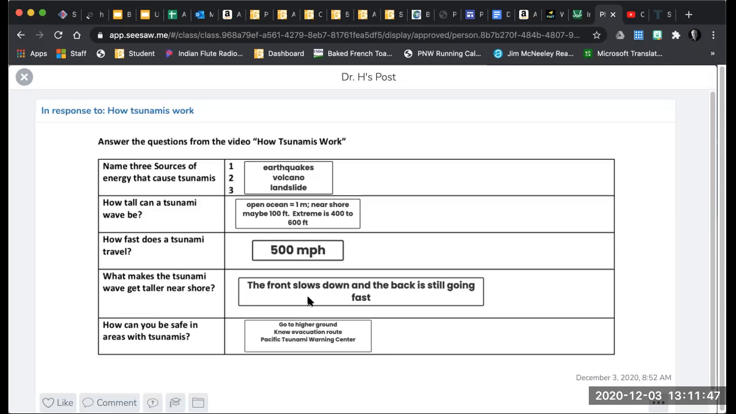So how can you be safe? If you hear a tsunami warning, go to higher ground right away. Know your evacuation routes, and keep the Pacific Tsunami Warning Center available on your phone, so that if you hear the sirens or feel an earthquake, you can really quick check that on your phone.